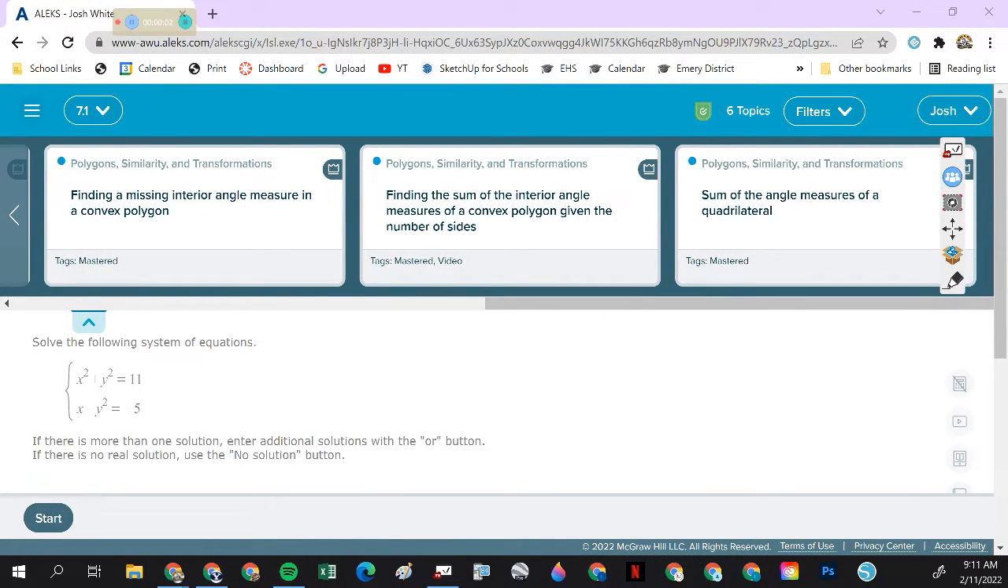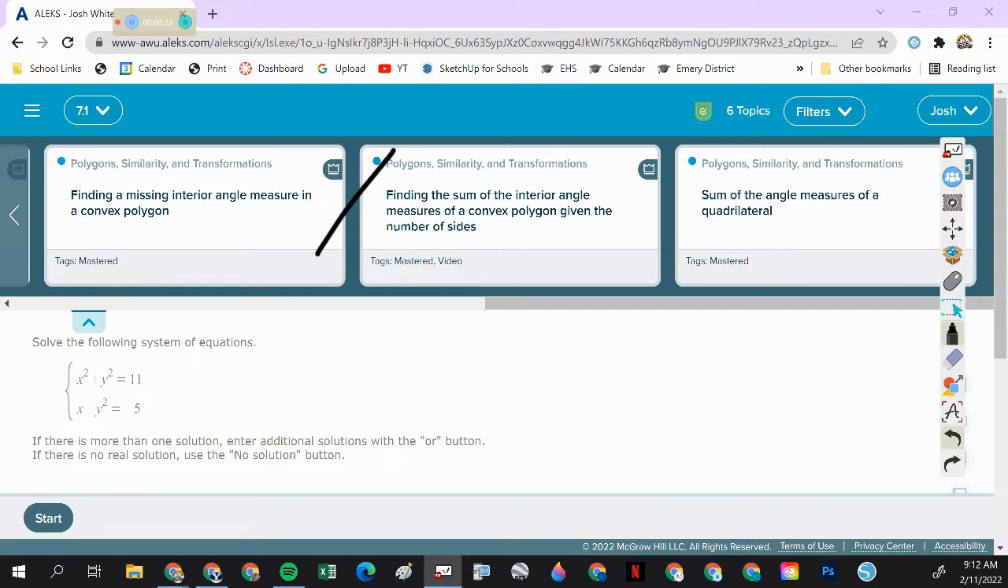Today we're moving on to 7.1. We have worked a little bit with triangles. We've worked a little bit with angles. We're now moving on to quadrilaterals. What is a quadrilateral? Four-sided polygon.